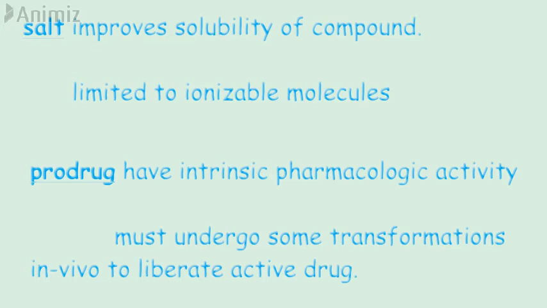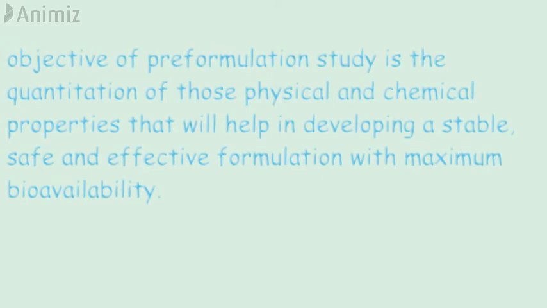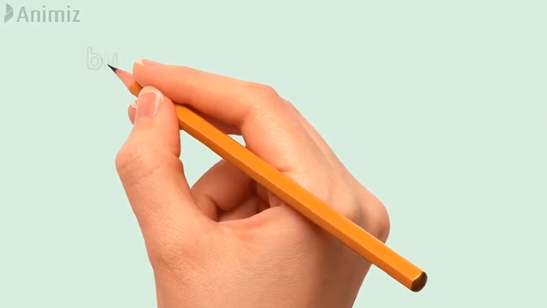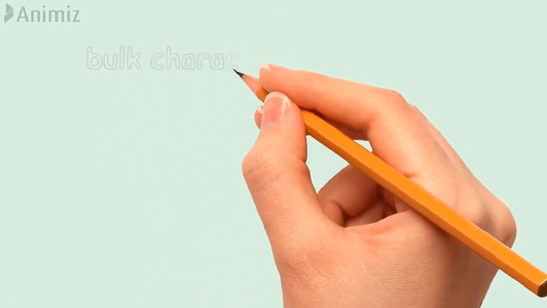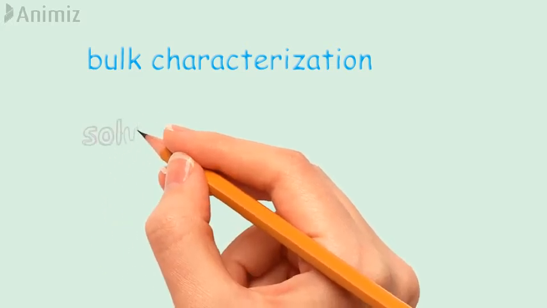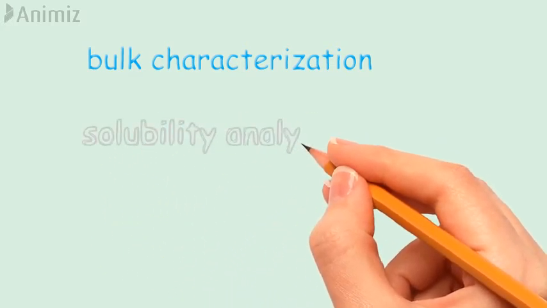After optimizing the molecular form of the drug, formulation development commences. The objective of preformulation studies is the quantitation of those physical and chemical properties that will help in developing a stable, safe and effective formulation with maximum bioavailability. The following is the outline of the principal areas of preformulation research. We can categorize it into three: bulk characterization, solubility analysis, and stability analysis.